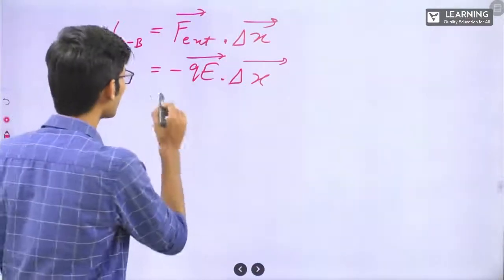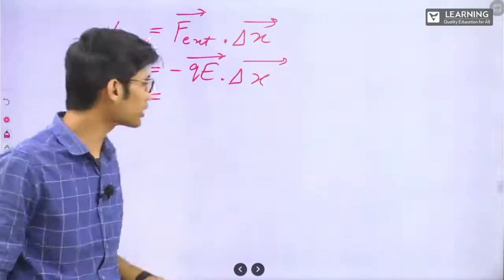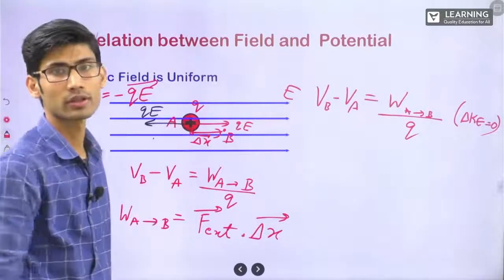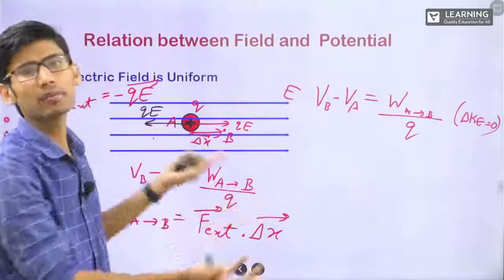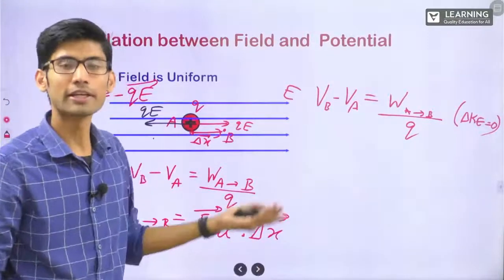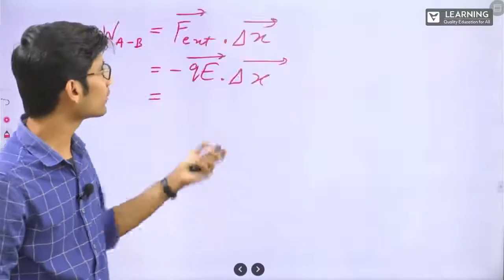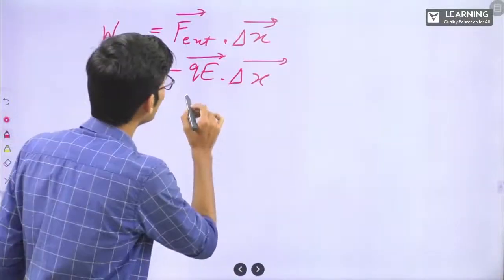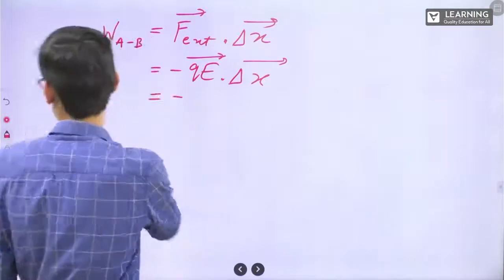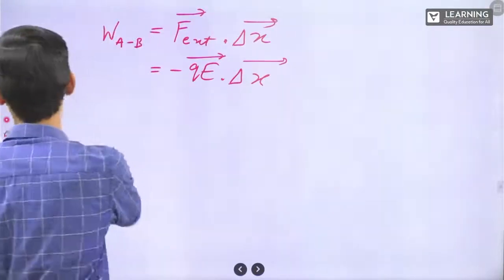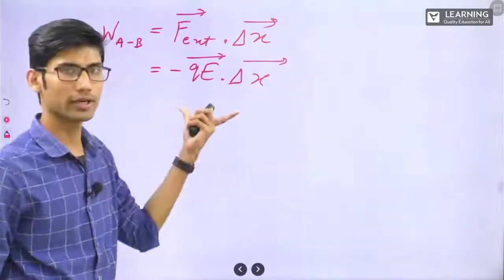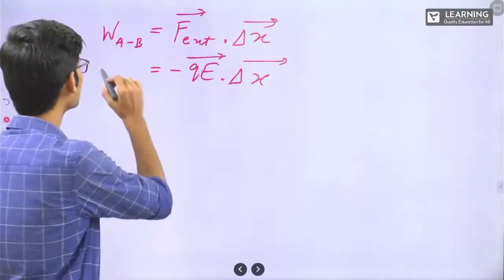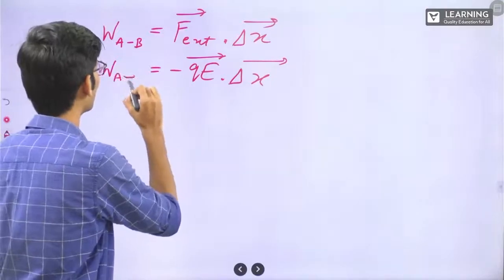Why am I not opening this? Because here I have taken the angle as 180 degrees. Both are in opposite directions, correct? But it can be any angle. Theta can be anything. That's the reason right now I have kept it in this way only, dot product. Q is scalar. Minus Q E vector dot delta x vector. This is work done from A to B.